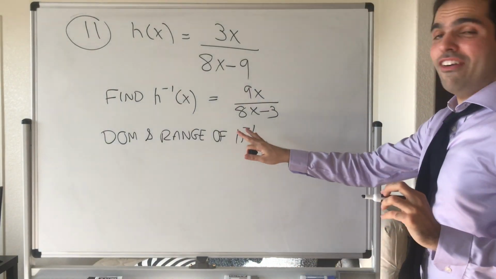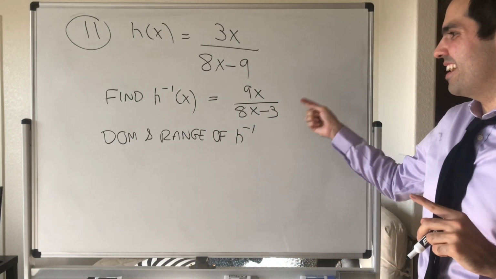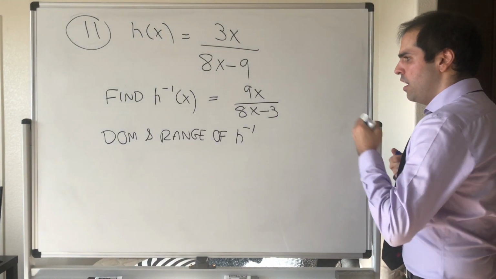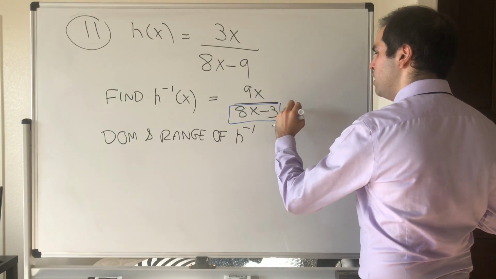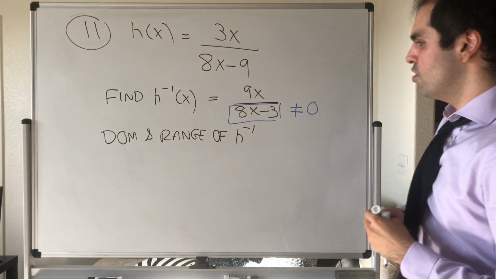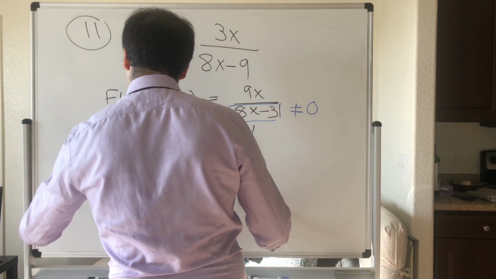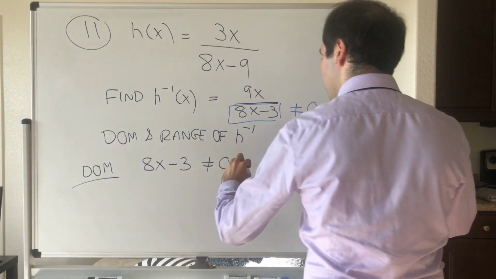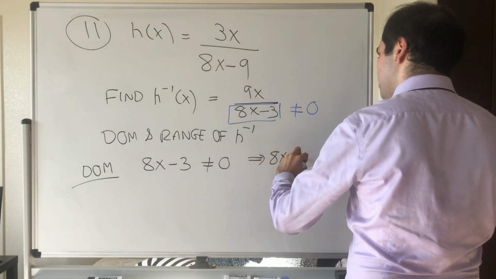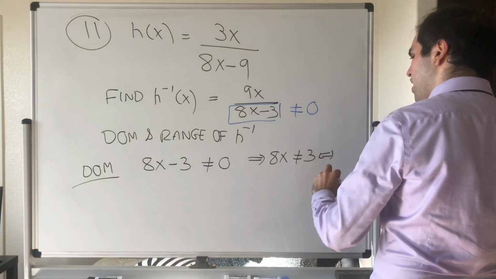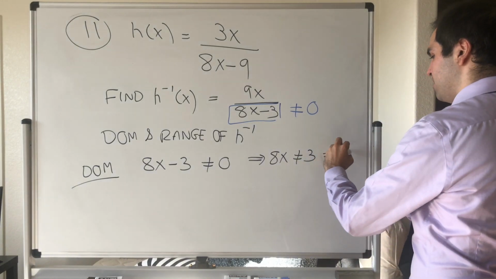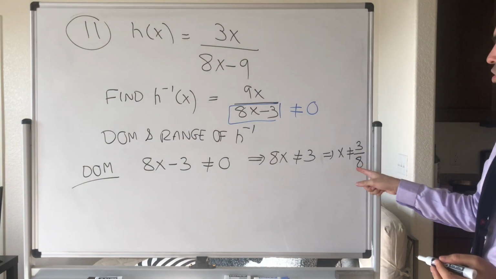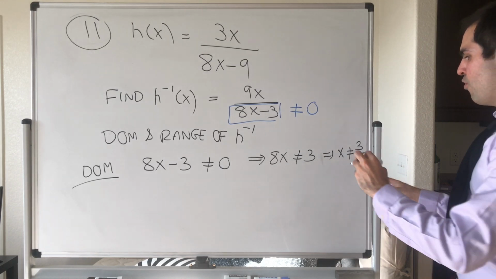So, in fact, I want to show you this is much easier than you think. How do you find the domain of h inverse? Well, here you have a formula, and remember, you just want to make sure that the denominator is non-zero. So for the domain, we need 8x minus 3 to be non-zero, and so 8x is not 3. So x is not 3/8. Okay. And so what is the domain? All the numbers except for 3/8.